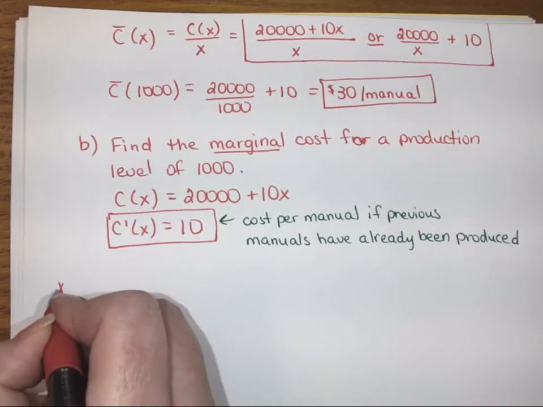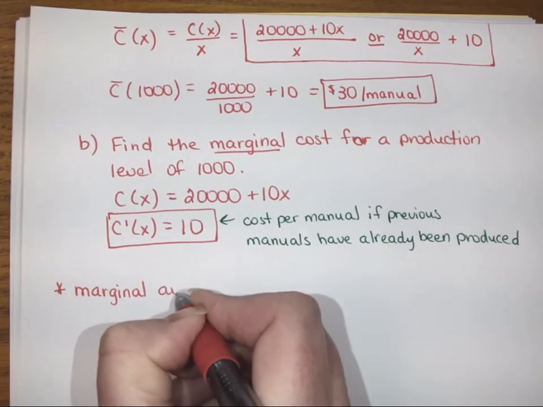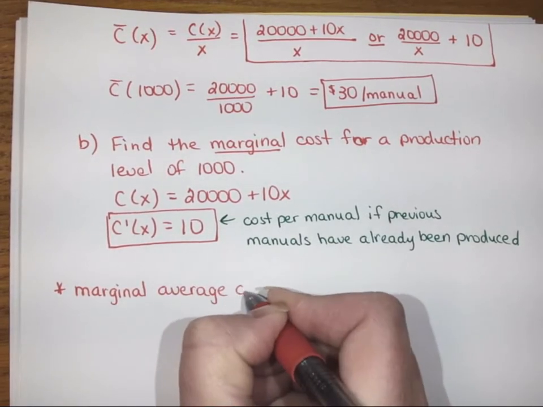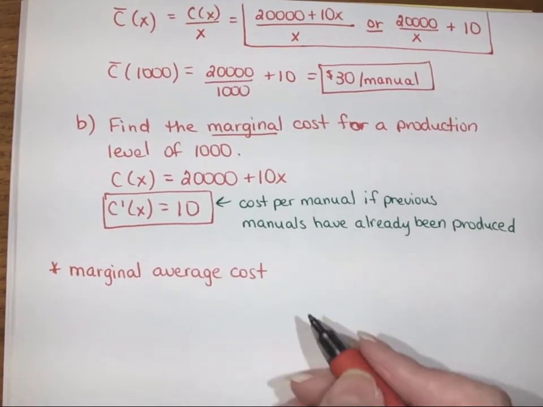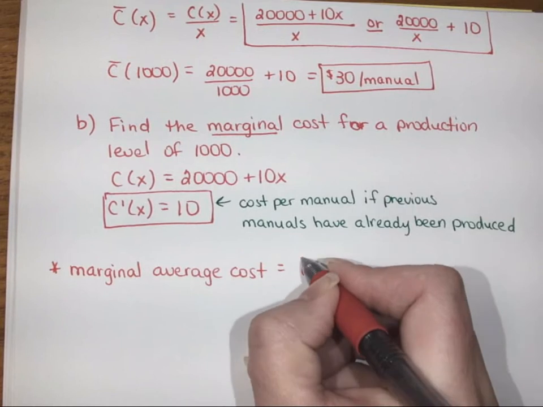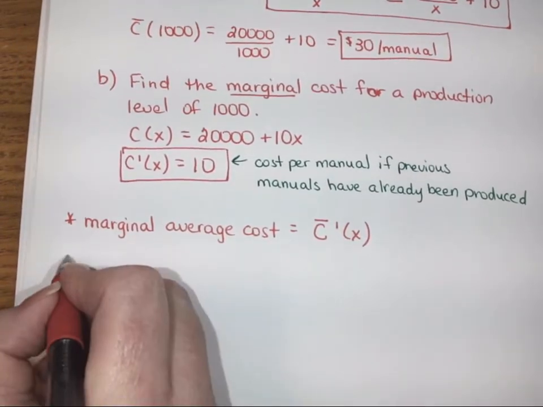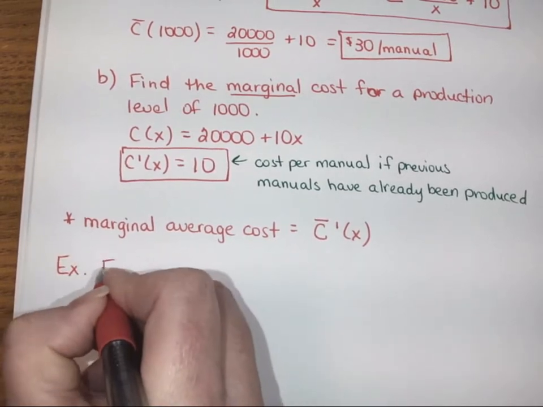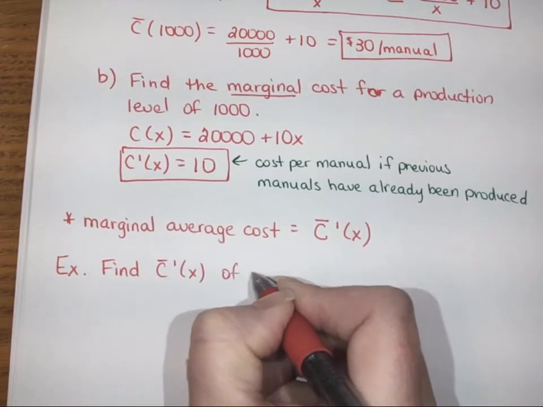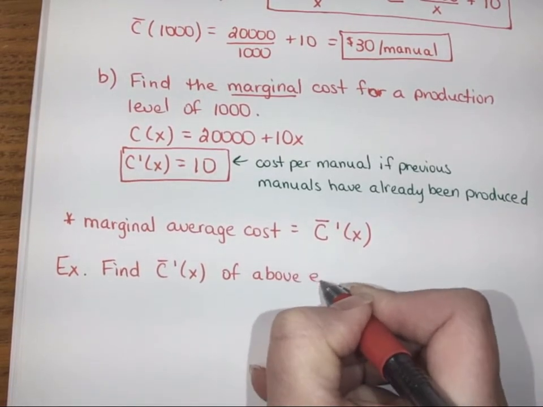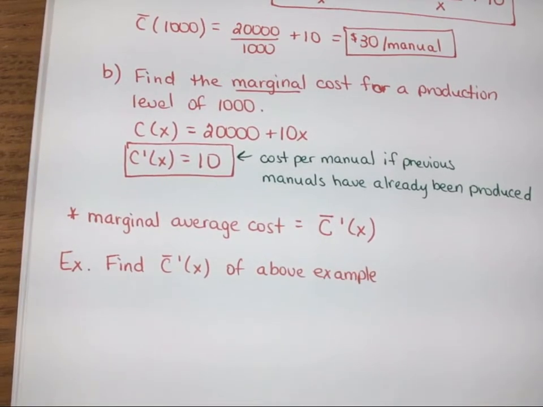And so we also can come up with the marginal average cost. And just like the name implies, the marginal average cost will be the derivative of the average cost function. So notation-wise, it looks like this: C bar prime of x. So let's say that I asked you to find that C bar prime of x of the above example. In other words, I want you to take the average cost that you got, and I want you to take the derivative of it.